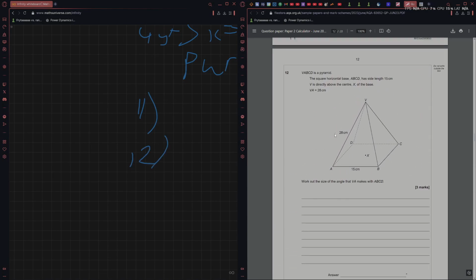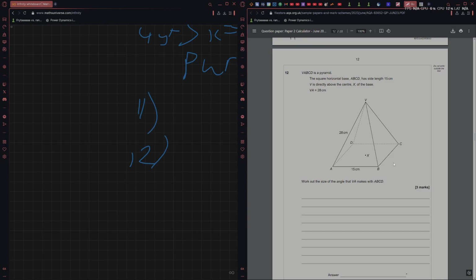So we've got some 3D stuff here. Square horizontal base, V is directly above the center, X at the base, VA is 28, so it's labeled everything. Work out the size of the angle VAX and X at ABCD. So this is quite annoying. I think what we have to do is a square base pyramid. Actually, sure, that's really easy.